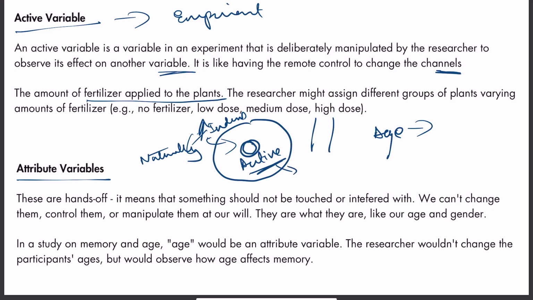Next we have attribute variable. These are hands off. It means something that should not be touched or interfered with. Again, mostly with experimental research, we can't change them, control them, or manipulate them at our will. They are what they are, like our age and gender. So in a study of memory, age would be the attribute variable. The researcher wouldn't change the participant's age, but they would observe how age affects memory.